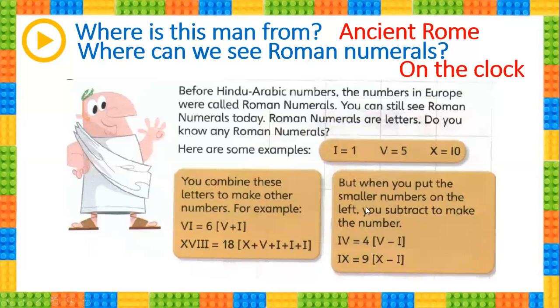But when we want to make smaller numbers, we put the smaller number on the left and the bigger one on the right. Of course, 1 is smaller than 5. When we calculate this number, we subtract 1 from 5. So 5 minus 1 makes 4. Or here, 1 and 10: 10 minus 1 makes 9. So that's all with the explanation.